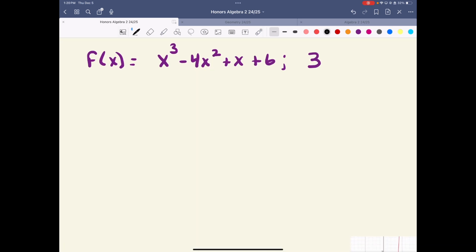Try it on your own. X cubed minus 4x squared plus x plus 6. I wrote it like this because this is how your book does it. The 0 is 3. It's not how your book does it. It's how the worksheet that you get today does it. The 0 is 3. I know this is a long lesson. I apologize. Find the zeros. Sketch graph.